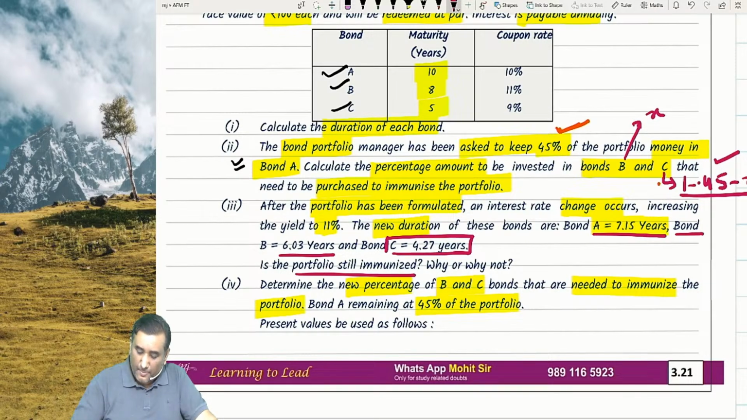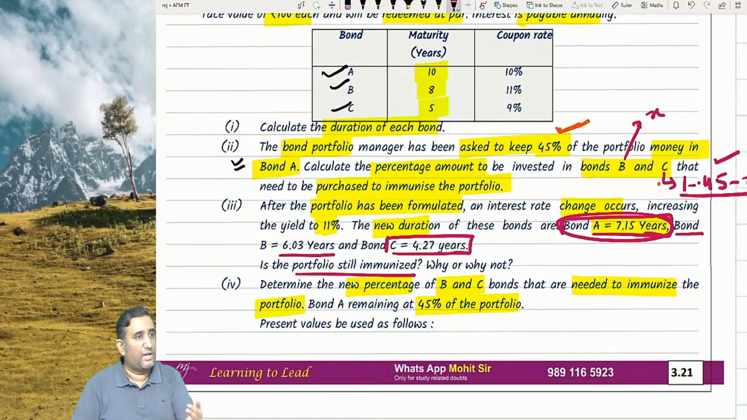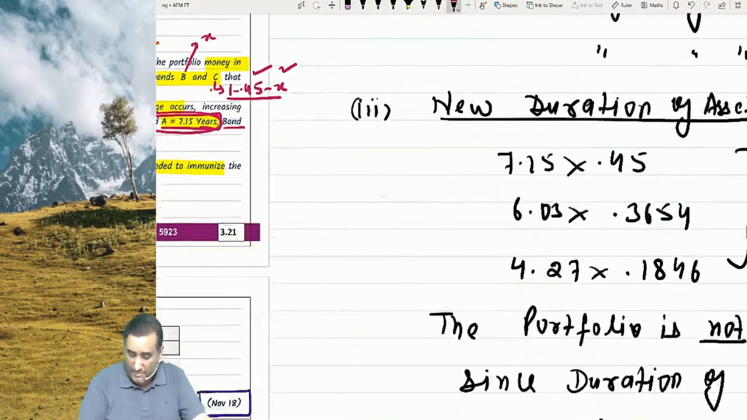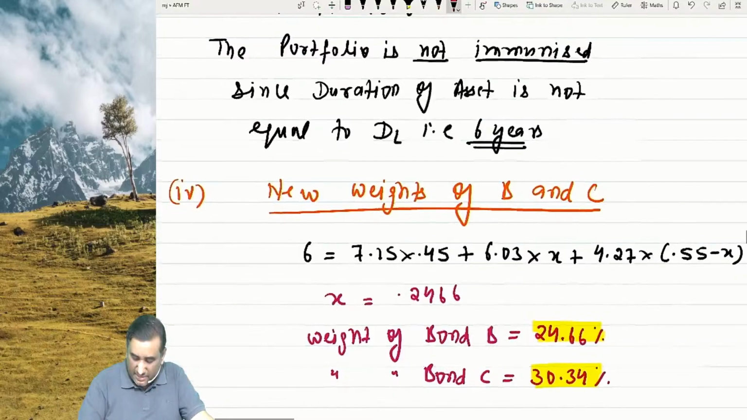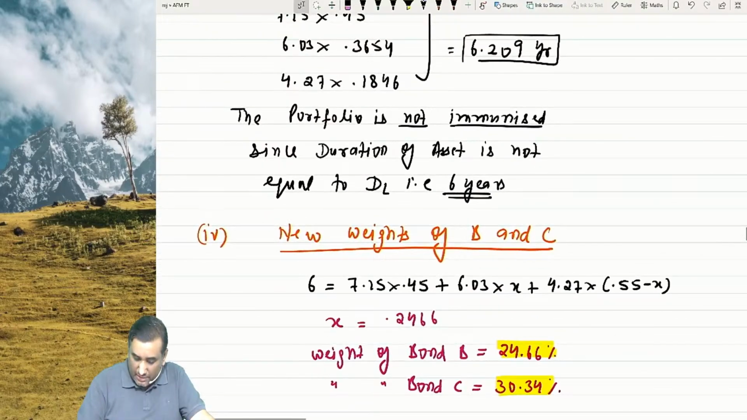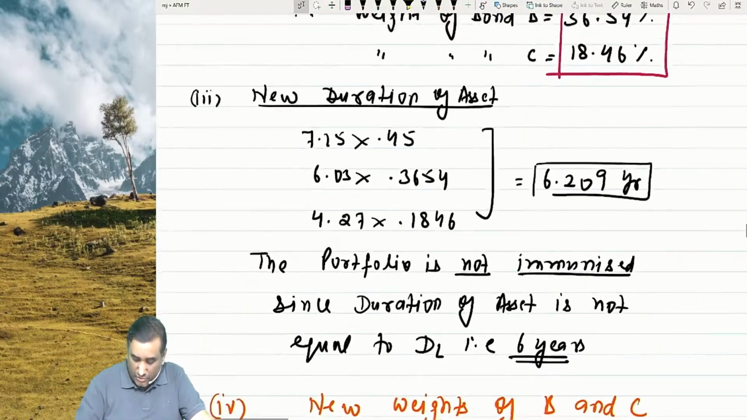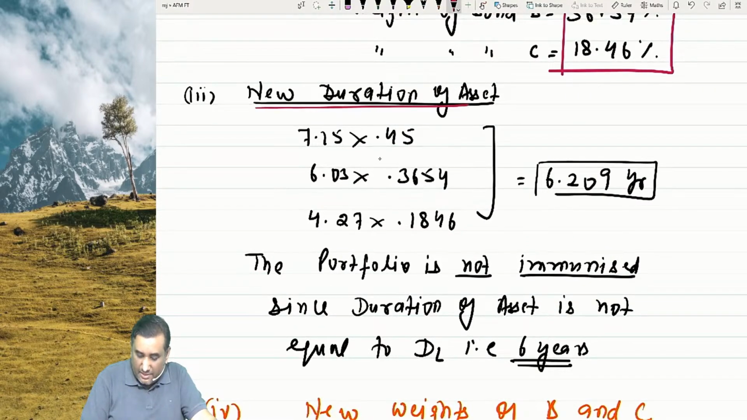So what does it mean? It means use the weights which you got just now and multiply by them. If it comes equal to 6, it means the portfolio is immunized, else it is not. Basically, using these durations and the weights which you calculated in part 2, you multiply and you will get the new duration of the asset. That's basically 7.15 into 0.45, 6.03 into 0.6354, 4.27 into 0.1846.